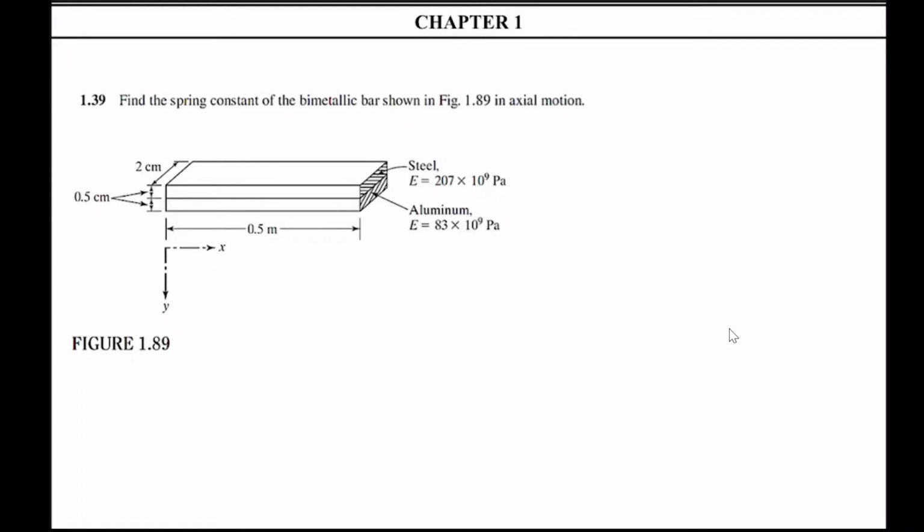So first of all, how are we going to find equivalent K? Okay, two different stiffness for two different materials, but they are a bimetallic bar, right? So how are we going to find the equivalent K, the total stiffness? Okay, first of all, we have to derive the strain.